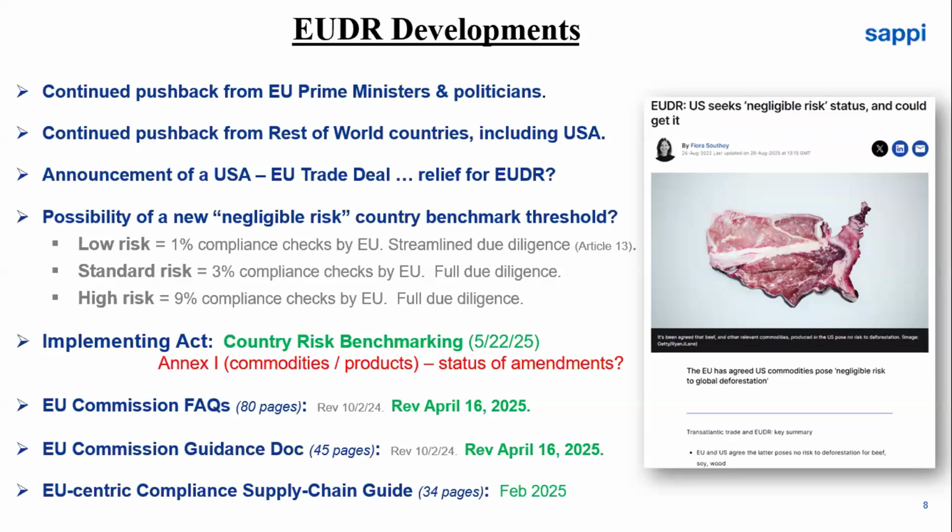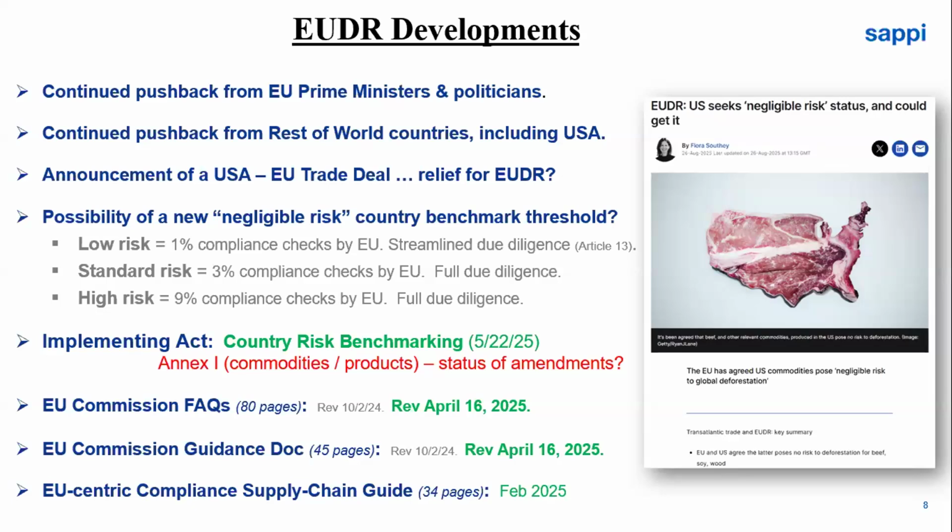So in the regulation, the EU was required to define the risk of each country. They used a contractor to do this, and they could classify each country under one of three risk categories: low risk, standard risk, high risk. I'm going to talk more about that in a moment. So they have completed that.